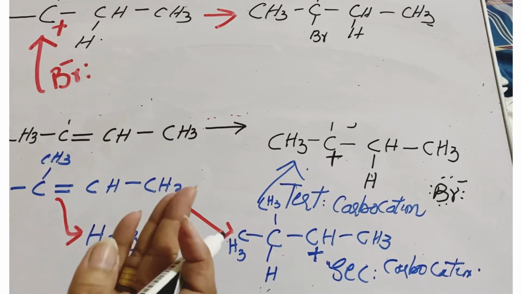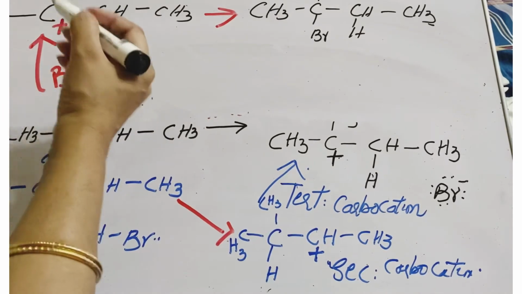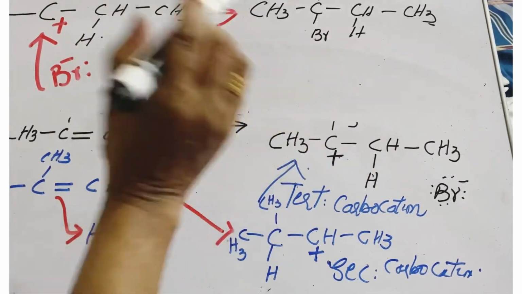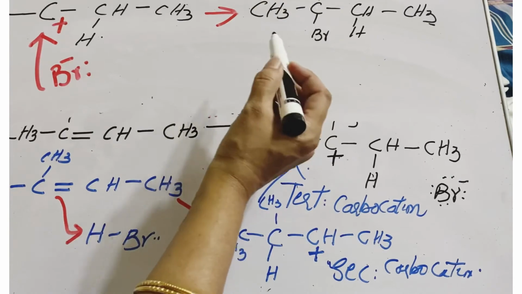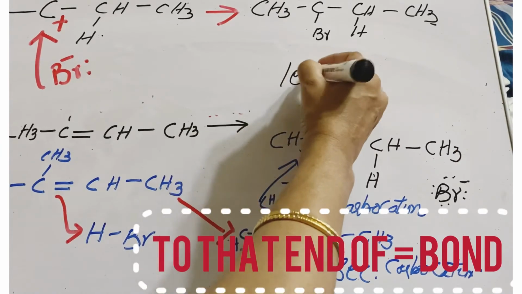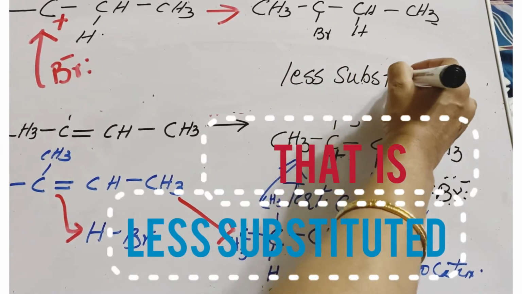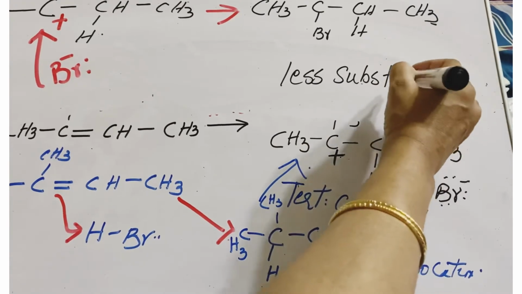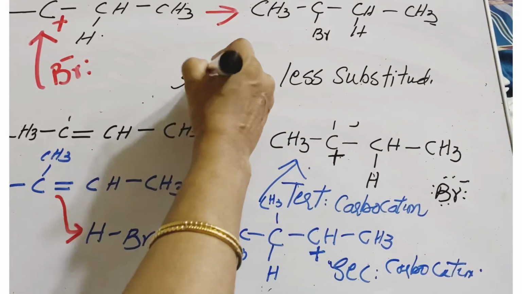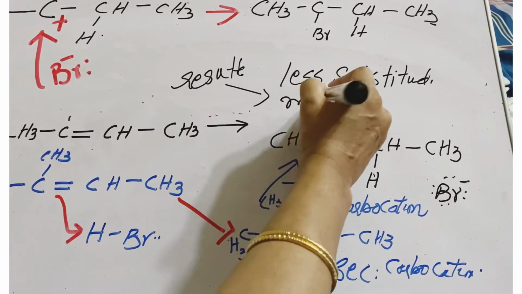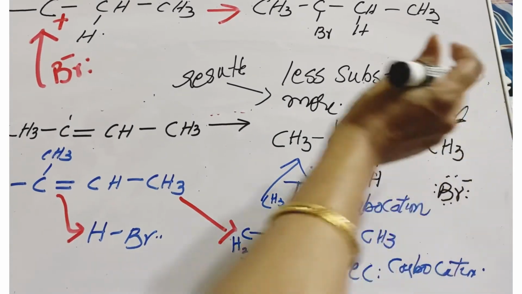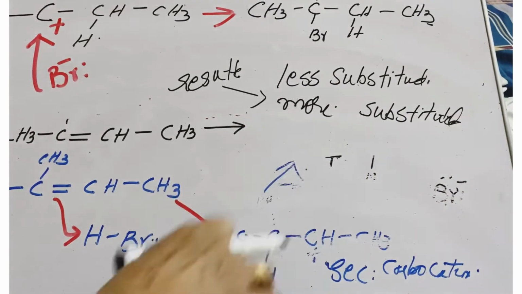Now here it is to be pointed out that protonating one carbon of the double bond results in a carbocation on the carbon that was never protonated, as the proton gets itself attached to that end of the double bond that is less substituted, that has fewer substituents, resulting in more substituted carbocations.